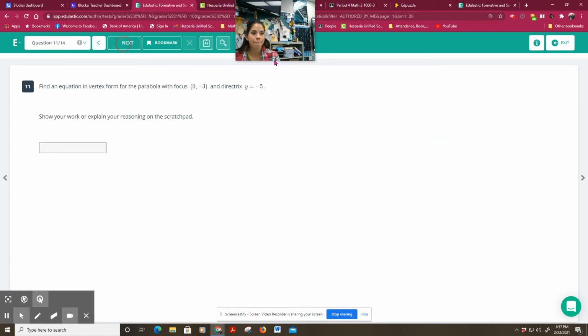That's number 10. Number 11, now we're into the parabolas. The last few were parabolas. Find an equation in vertex form for the parabola with a focus 0, -3 and a directrix y equals -5. So I'm going to plot my ruler again. It helps when you draw a picture.